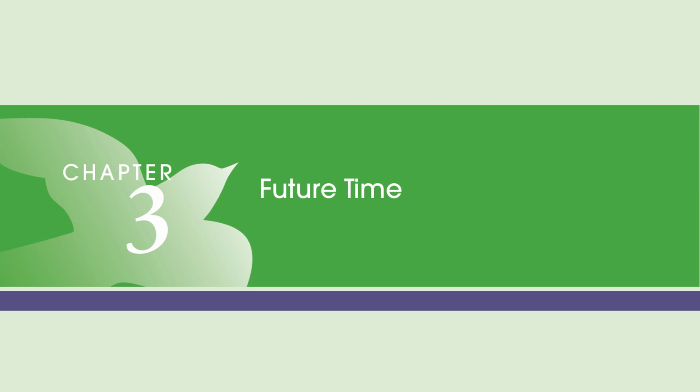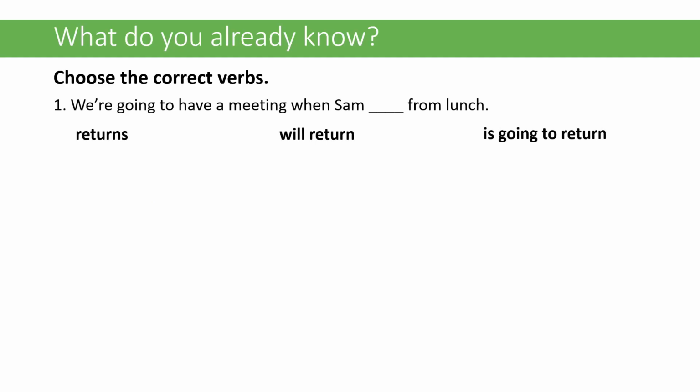So we're covering lesson 2 of future time from Fundamentals of English Grammar. This lesson is about certainty and time clauses. So let's go and see what you already know.